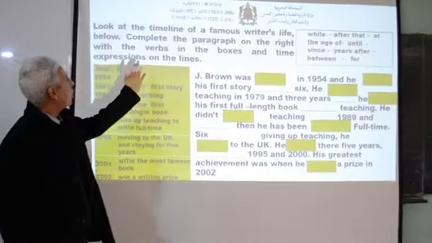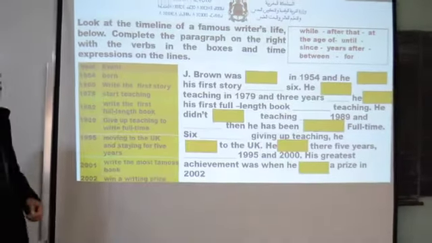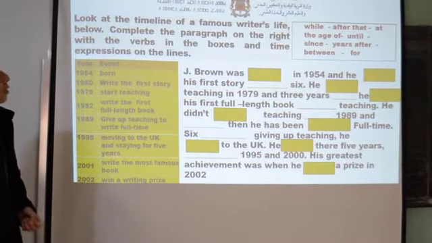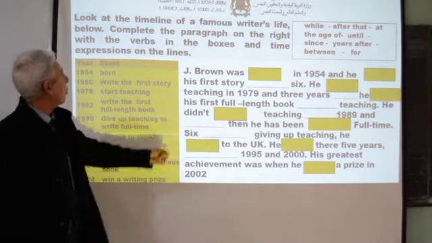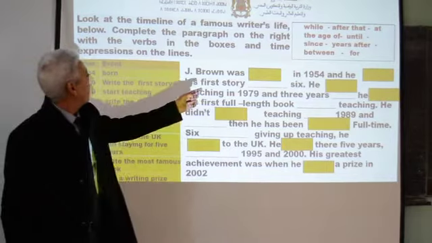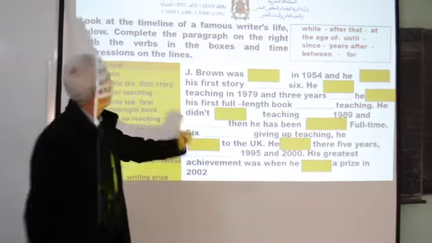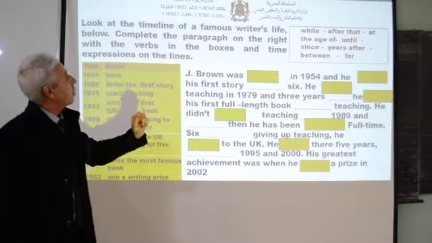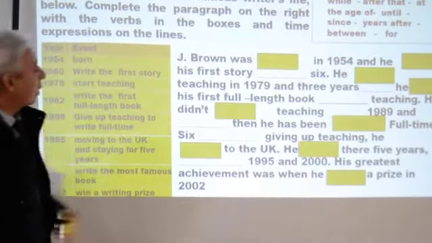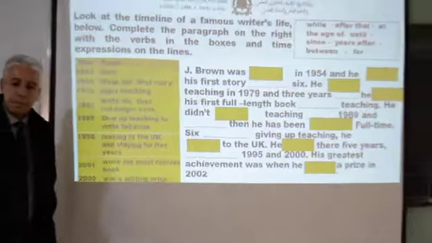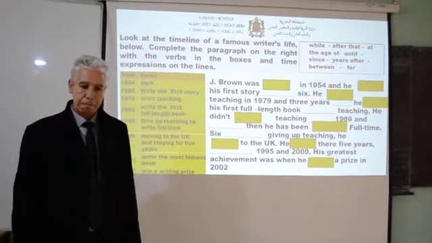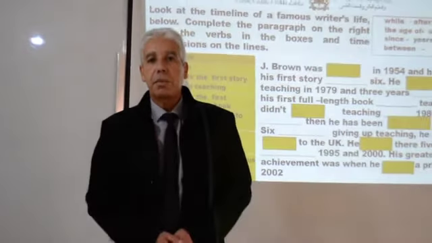The instruction is to look at the timeline of this writer and complete the paragraph on the right with verbs, the verbs in the boxes, and the expressions of time you see on the right at the top in the lines. Let's have 3 or 4 minutes, then we move to correction. So now let's move to the correction.